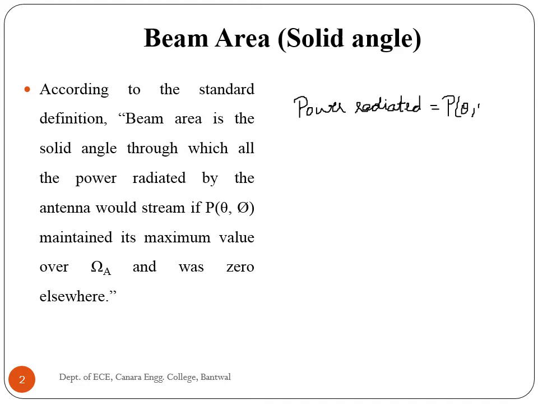P of theta comma phi over a sphere in watts. The radiated beam of the antenna comes out from an angle at the antenna known as solid angle, where the power radiation intensity is maximum. This solid beam angle is termed as the beam area. It is represented by omega A. It's a solid angle.